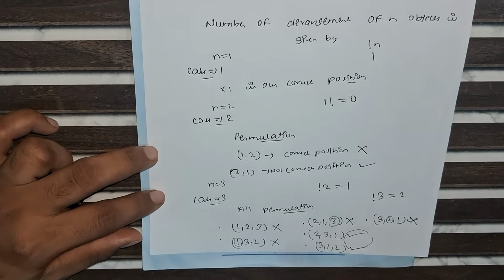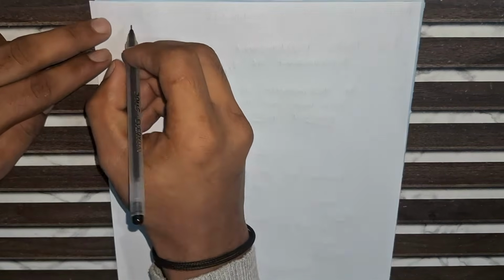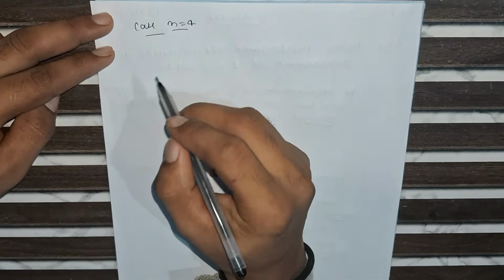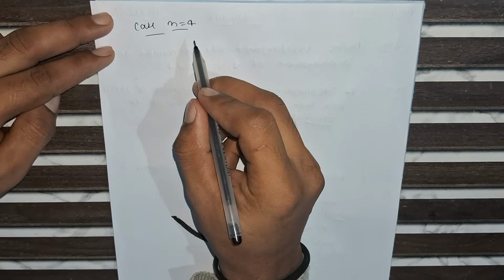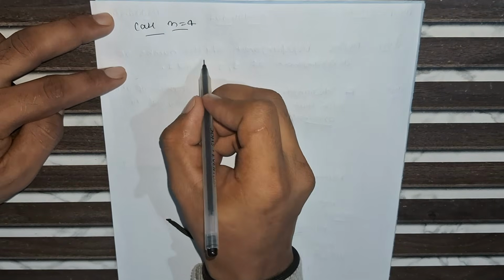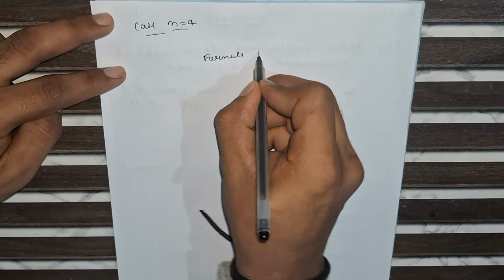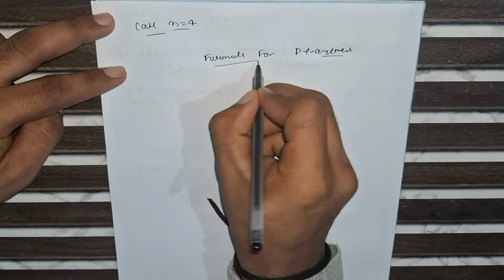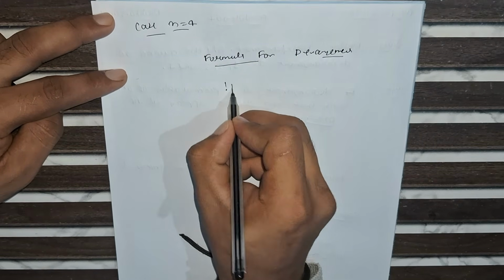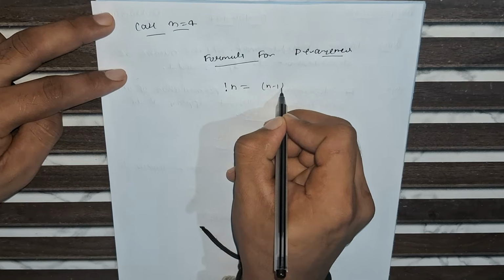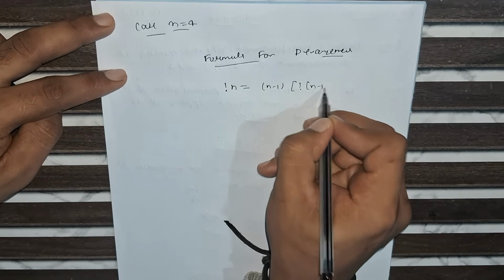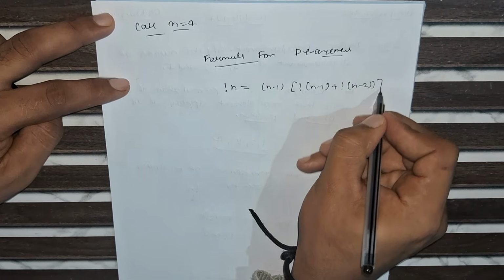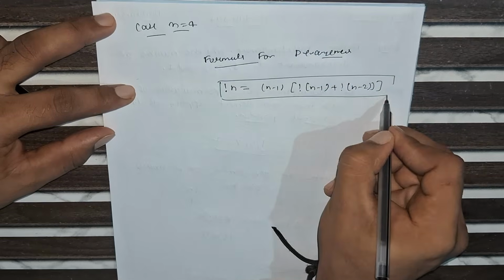So now move to our next case, which is n equals 4. Instead of listing 24 permutations for n equals 4, we have to use the formula for derangement, which is the subfactorial of n equals n minus 1 times the subfactorial of n minus 1 plus the subfactorial of n minus 2. This is the formula when our n value is greater than 3.